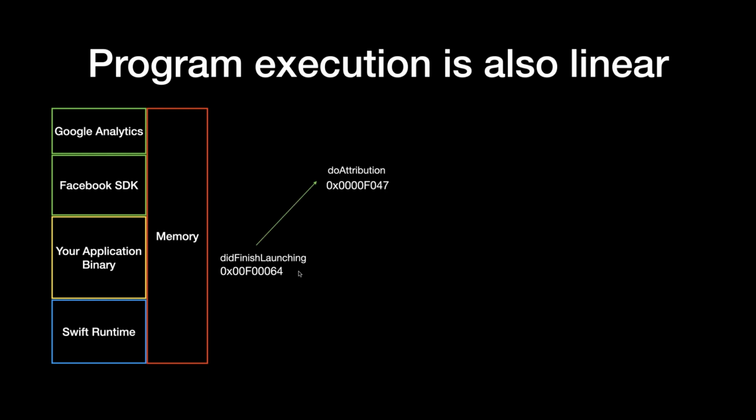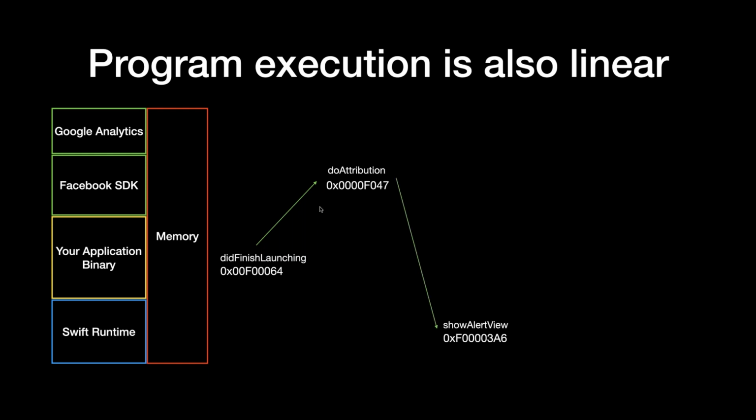Now let's say one of the first things we do in our program is we want to attribute this installation to a particular ad that we ran. So we're going to call into the Facebook SDK and ask it to do an attribution check for us. That call will jump the execution pointer into the memory of the binary module for the Facebook SDK. Facebook's doAttribution method in this example is at offset 47. But Facebook's base address is F000. So we're going to jump the execution pointer to the absolute address F047. We're jumping back in memory to where we loaded the Facebook SDK.